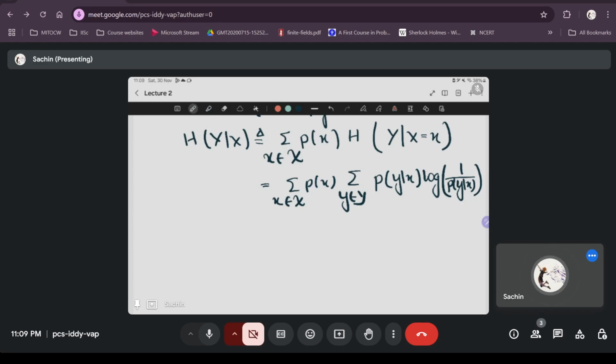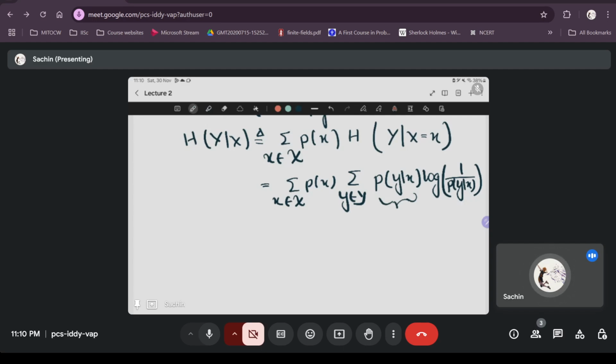So in case of entropy, what it means is that the entropy in random variable Y given a random variable X means the average over all values that the random variable X can take of the conditional entropy of Y given X equal to a particular value. And that entropy itself is defined as the sum of p of y given x log 1 over p of y given x. So this is a quantity that is easy to define.